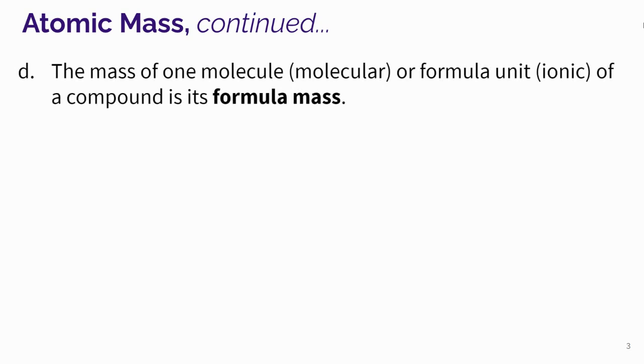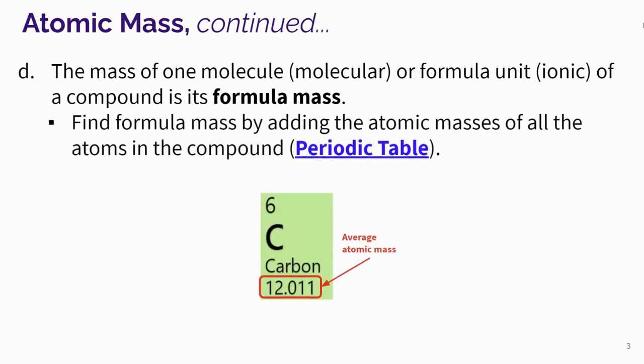If you were going to try to find the mass of one molecule or a formula unit, so the molecular or ionic compound, we would call it its formula mass. And we would need to then add up all of the atomic masses of the atoms within that compound by looking at the periodic table.